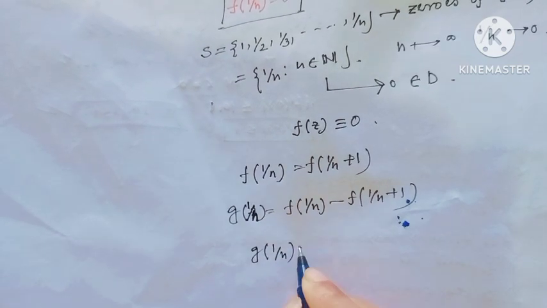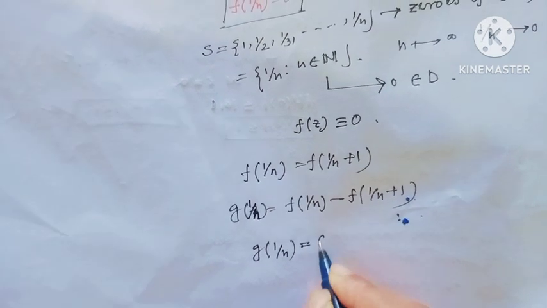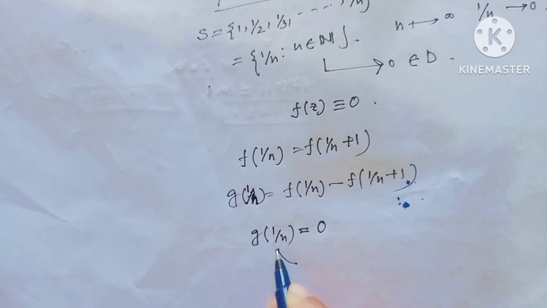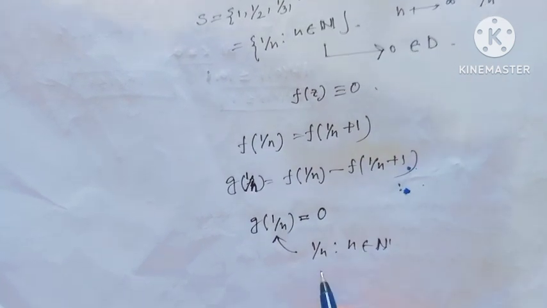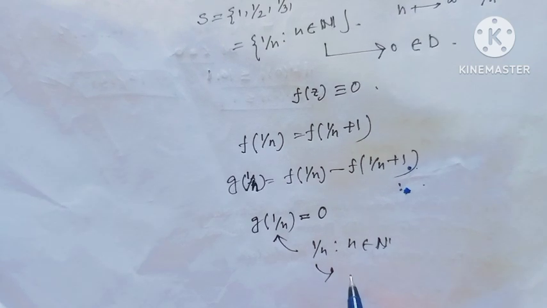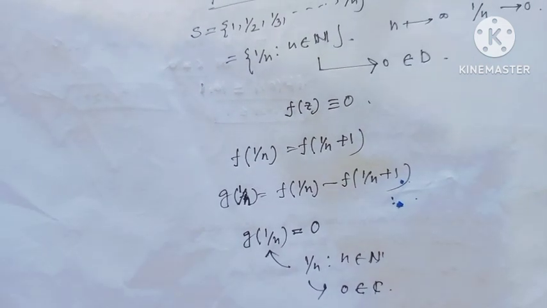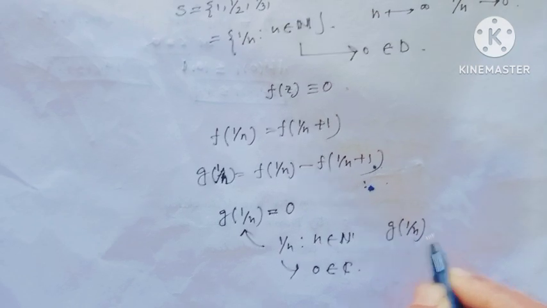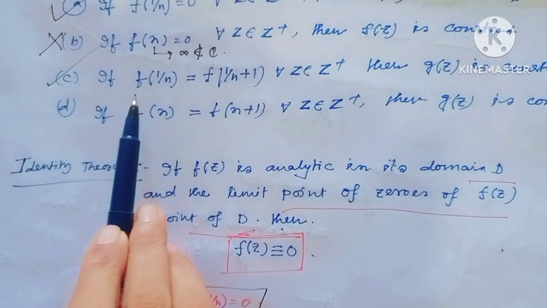And limit, if Z of 1/n equals 0, that means the set of zeros is {1/n such that n belongs to the natural numbers}, and since 1/n as n tends to infinity goes to 0, and 0 belongs to the complex numbers, so by the identity theorem we can tell Z of 1/n is identically equal to 0. That means option C is a right option.